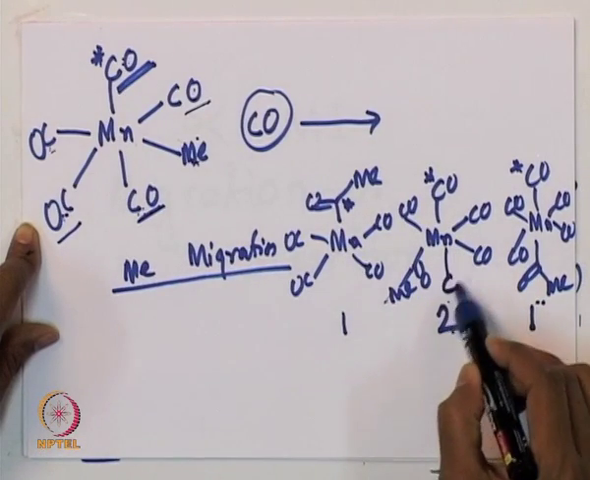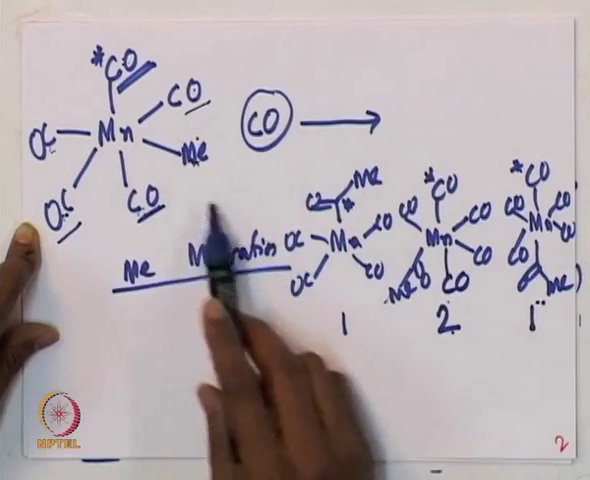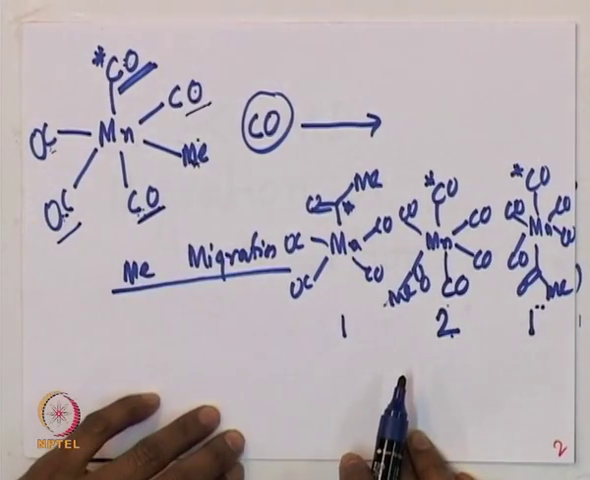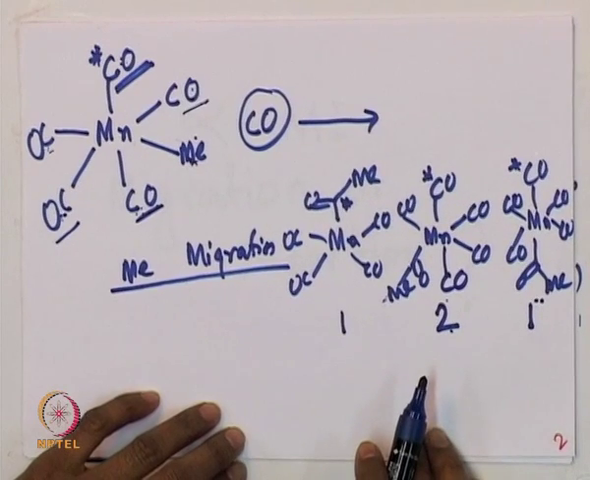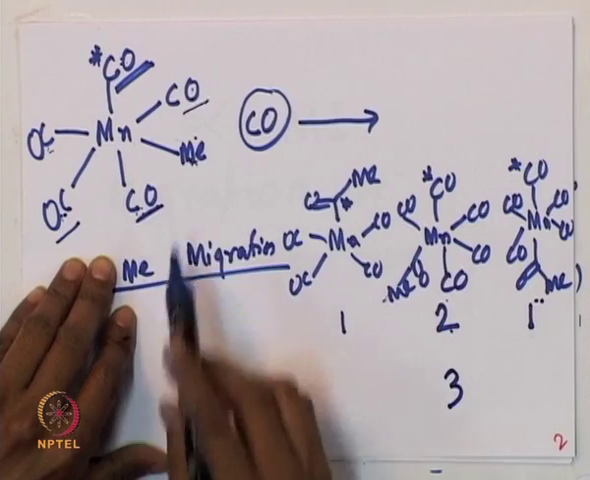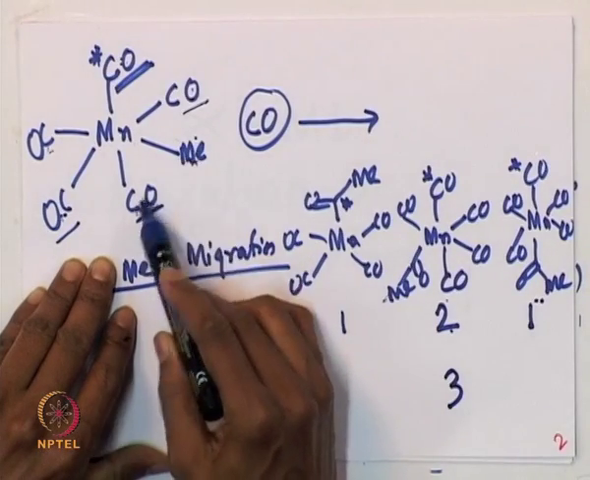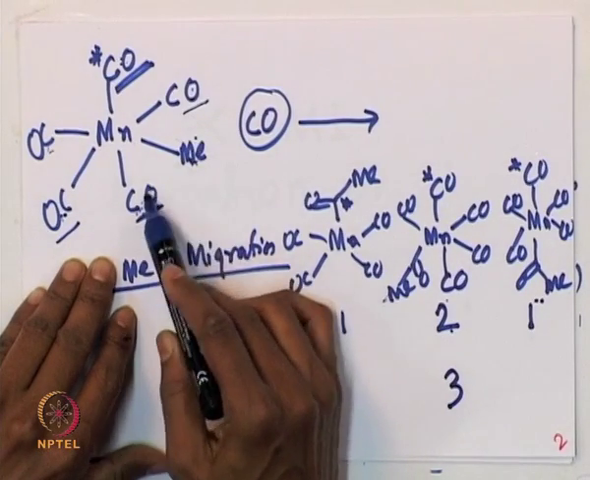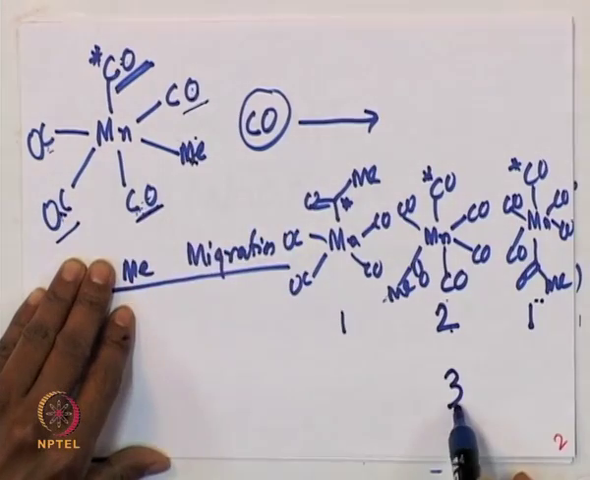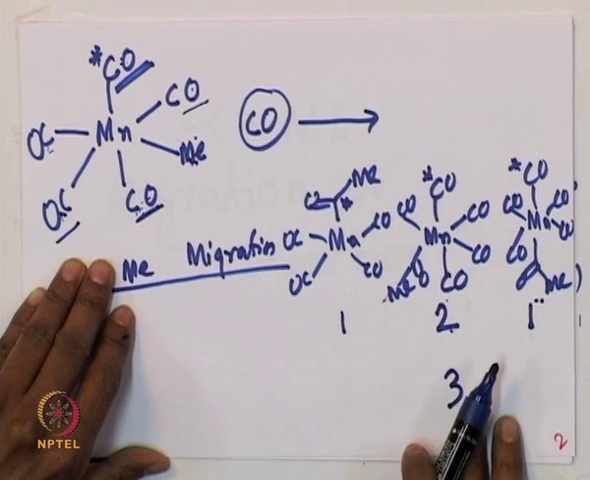COMe will be in the equatorial position. Then you are going to get 3 of these. This CO is inserting here, this CO is inserting here, and this CO is inserting here. So, 3 of them.